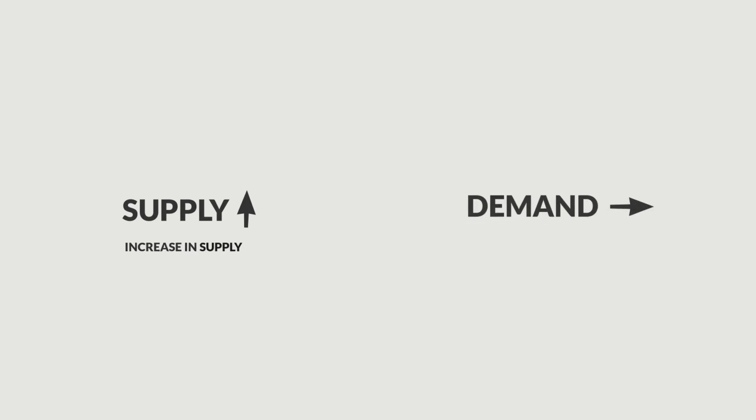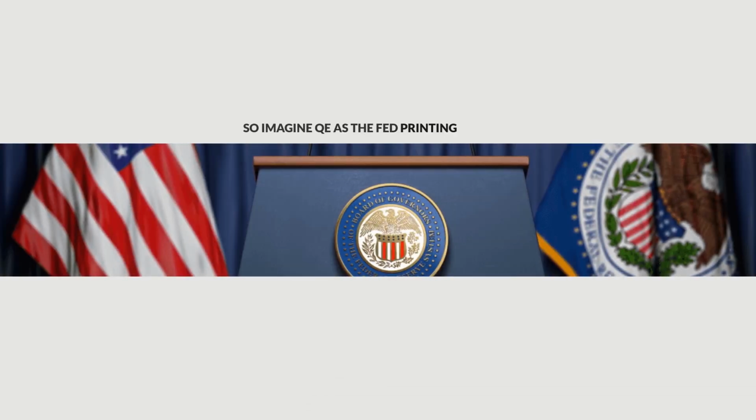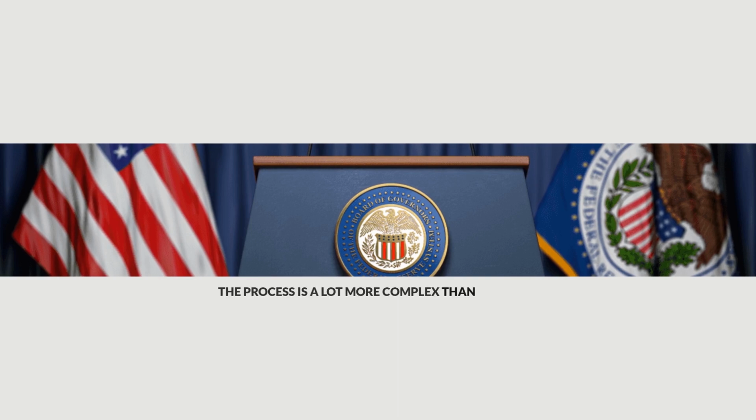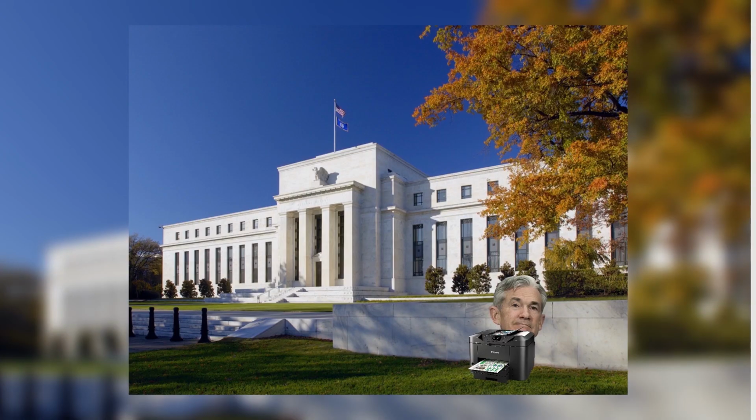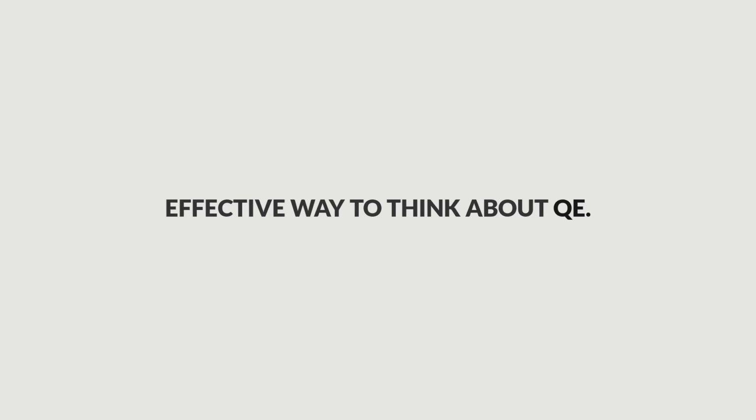So increase in supply, no increase in demand. The asset devaluates. So imagine QE as the Fed printing dollars and injecting those into the economy. Again, factually incorrect. The process is a lot more complex than that, and it does not involve actually money printing in a secret basement in Washington. But what happens to the domestic currency when a central bank prints more of it? It devaluates. That's the simplest and most effective way to think about QE. It's bearish for the domestic currency.